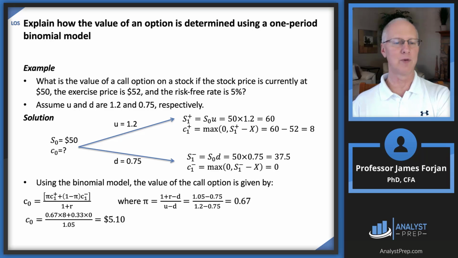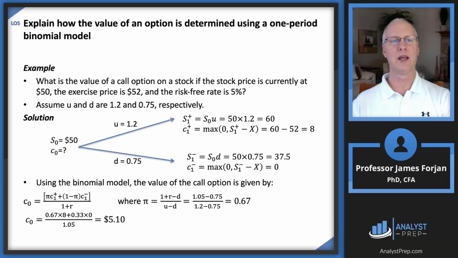So let's value that option. Well, the first thing that we need to do is figure out pi. So let's take 1.05, there's that risk-free rate, minus the 0.75 in the numerator, and divide by 1.2 minus 0.75 in the denominator. So that gives us 0.67. So we multiply the uptick by 67%, and then we multiply the downtick by 33%, although when the call is worth 0 at expiration, it doesn't matter what you multiply it by, it's still going to be 0. So we're really taking the present value, we divide by 1.05, of a 67% chance of getting $8. So there's the call price, $5.10.